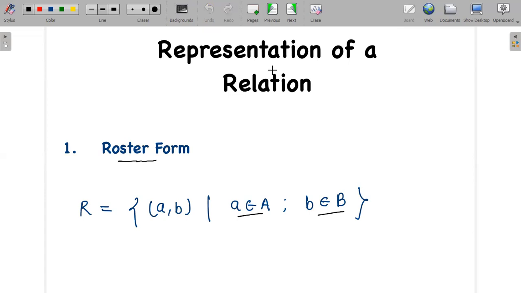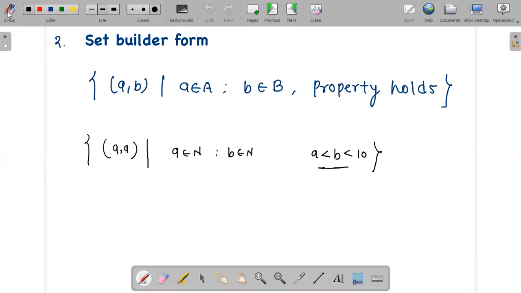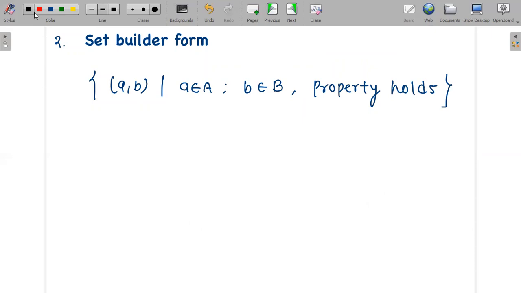Now we'll come to the different ways we utilize to represent a relation. Roster form is one of them, where we just mention all ordered pairs which are related by that particular rule from a non-empty set A to another set B. Then there is set builder form, also known as the analytical approach, where we use a property to hold elements from different sets.